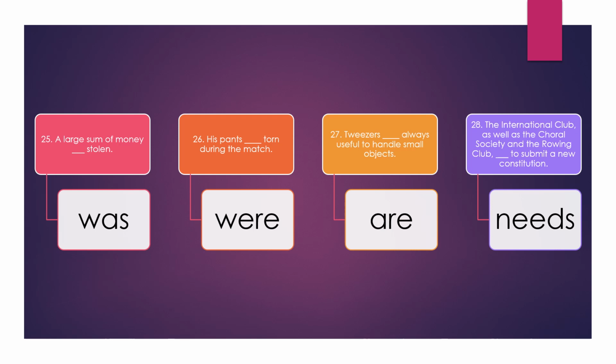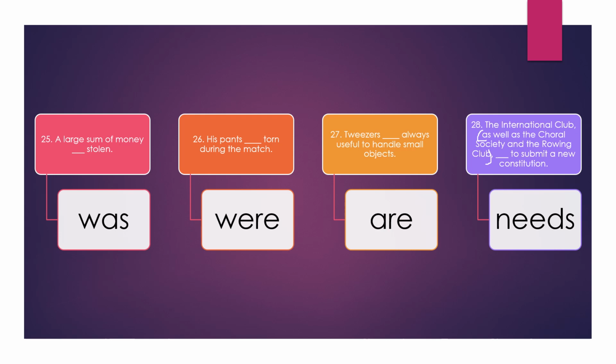The International Club as well as the Choral Society and the Rowing Club dash to submit a new constitution. Now again, I will start placing my bracket from here, as well as, and all the subjects that follow as well as the choral society and the rowing club, I will place the closure of this bracket here. Now one subject that we have is international club, second subject that we have is choral society, third subject that we have is the rowing club.